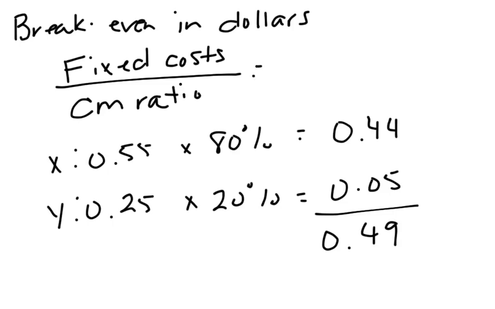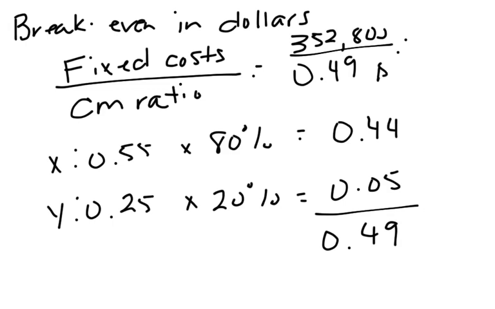Now I can plug this into my formula. Let's assume that fixed costs in this case were $352,800. We're going to divide that by our weighted contribution margin ratio of 0.49. This tells me that our break even in dollars is going to come to $720,000.